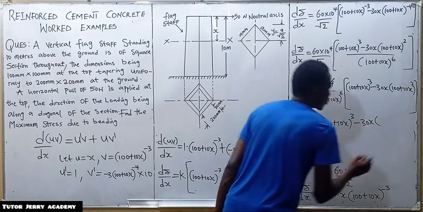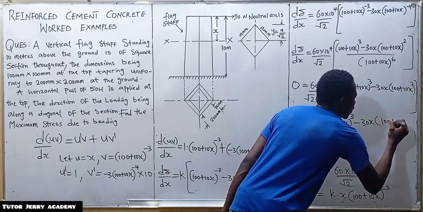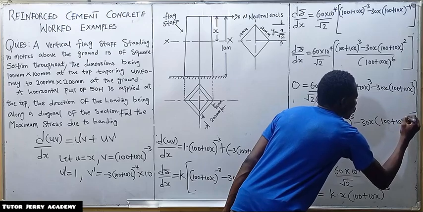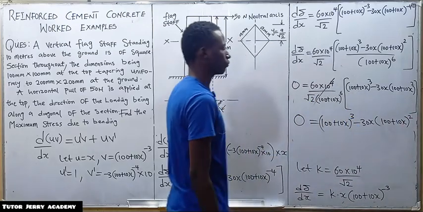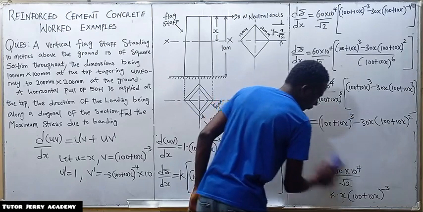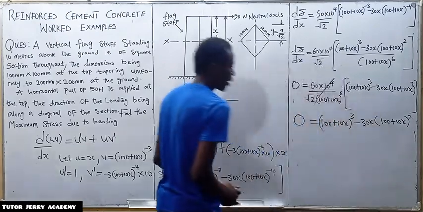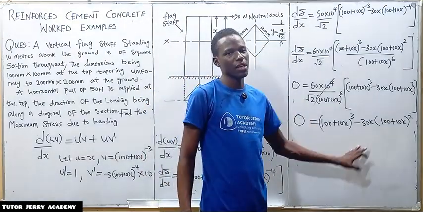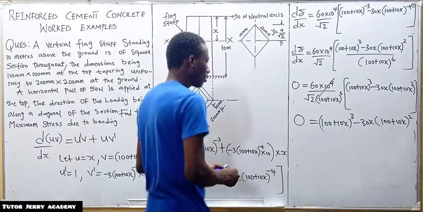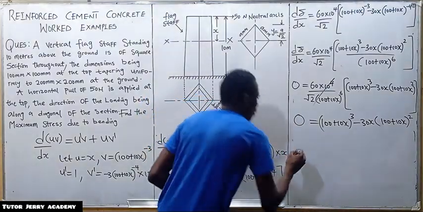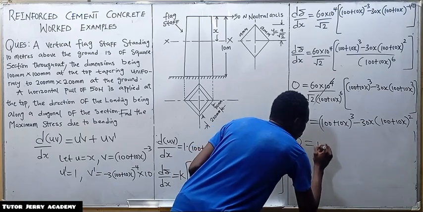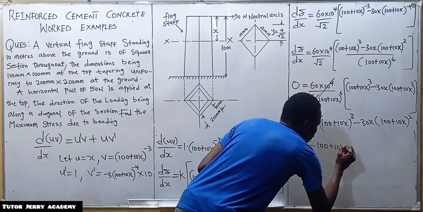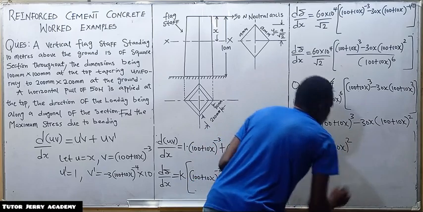30x close bracket. We have 100 plus 10x all to the power of what? Of 2. So all right, now we are going to factor out (100 plus 10x) all to the power of 2 from both sides, because it is common. So 0 will be equal to (100 plus 10x) all to the power of 2.